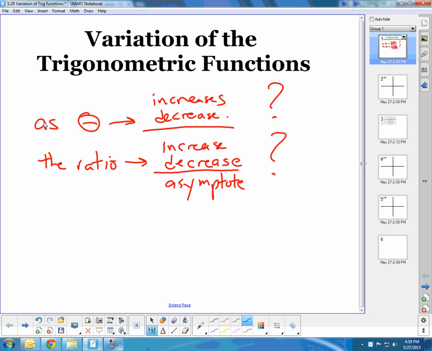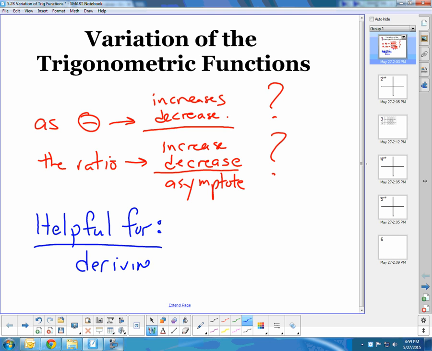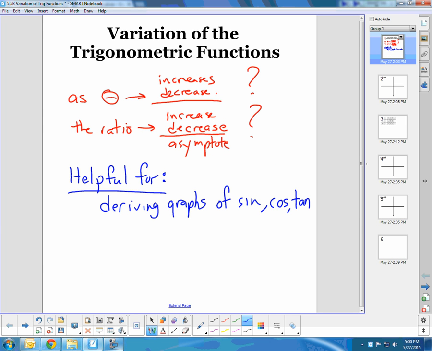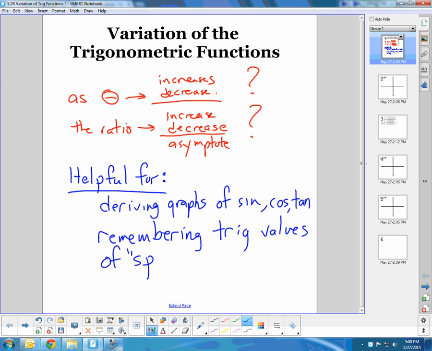And this is really helpful for a couple of things. Let me write this down here. Really helpful for deriving the graphs of sine, cosine, and tangent. And it does make it helpful for remembering the trig values of our quote-unquote special angles. So those two things make it very, very helpful.